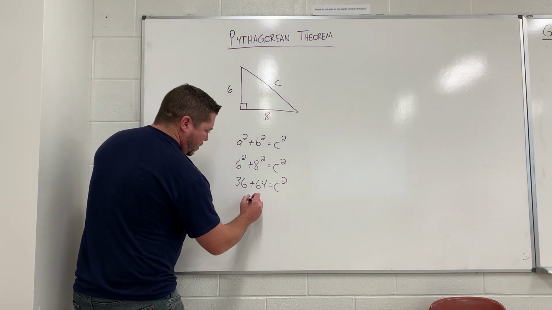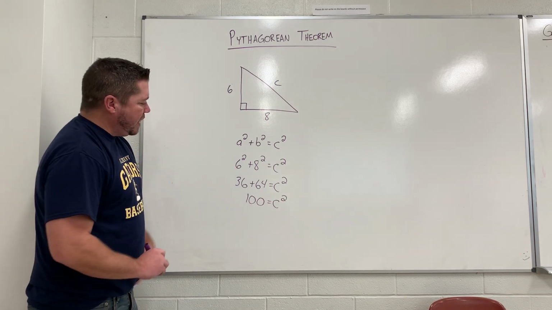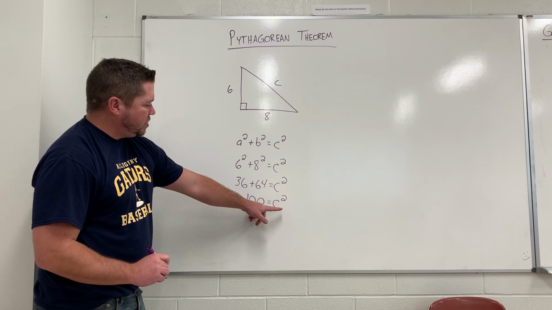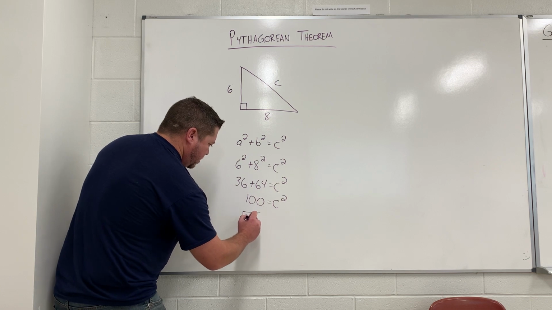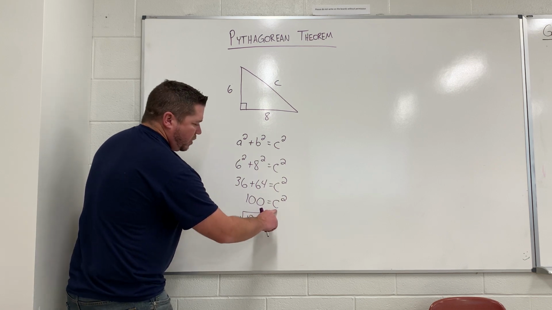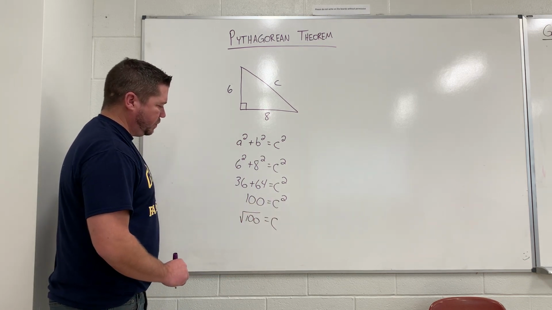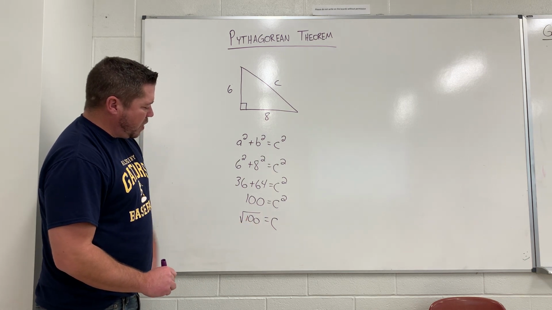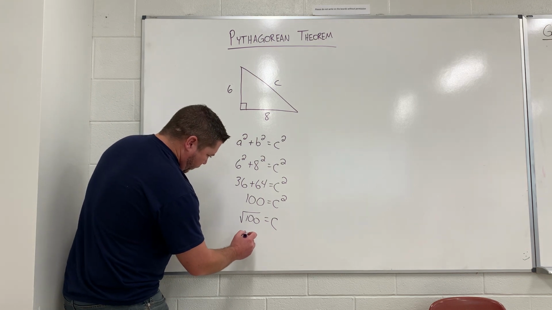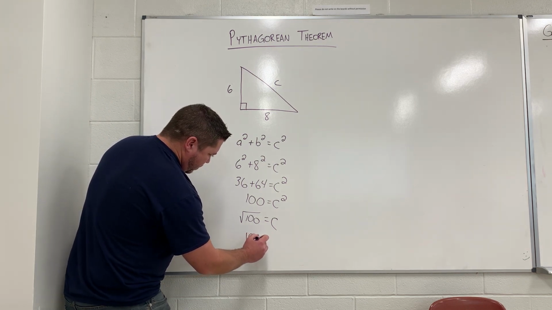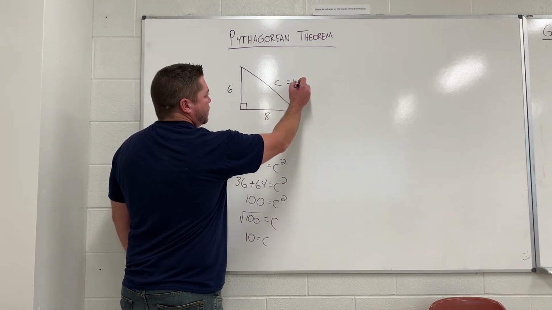36 plus 64 is 100. And that gives us C squared, but we want it just to be C. So if we take the square root of both sides, the square root of C squared is just C. The square root and the squared cancel each other out. So C is going to be the square root of 100, and if we simplify that to whole number form, the square root of 100 is 10. So C is going to be 10.